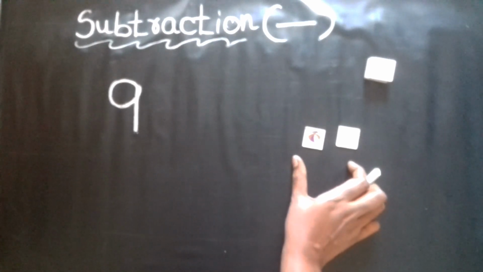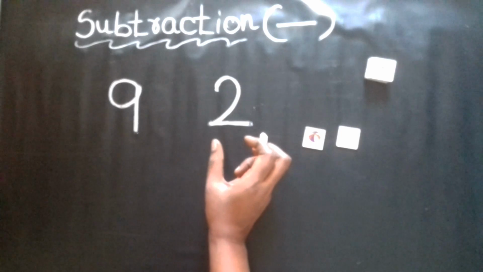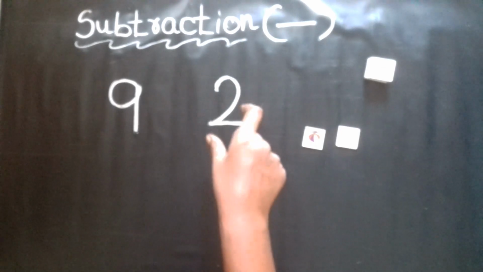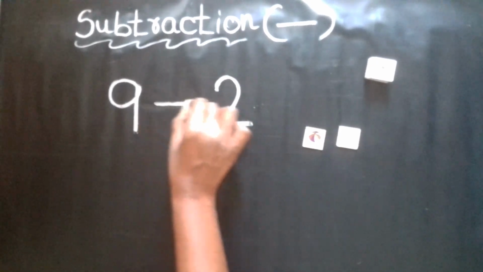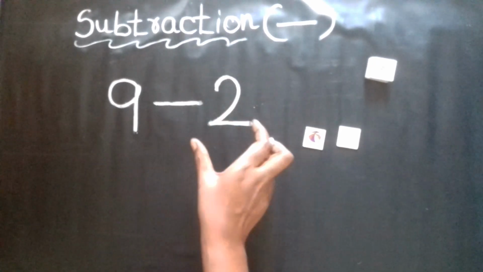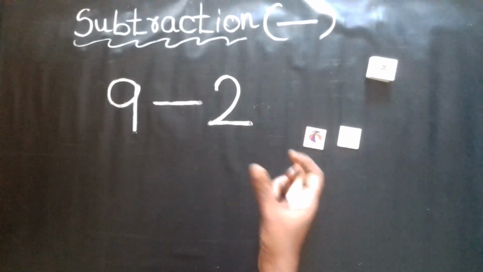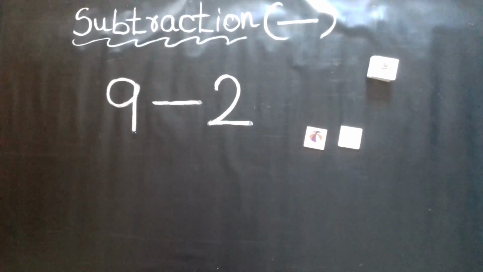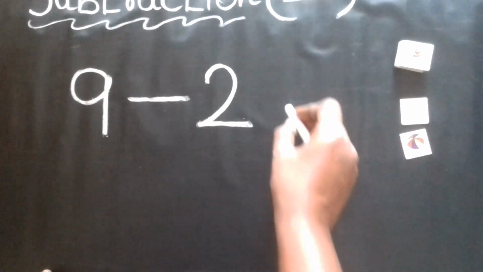How many cards we removed? 2 cards. So 2 cards removed. Since we have removed 2 cards, you need to mention minus sign here. So subtraction means taking away. We have taken away 2 cards. Now we need to calculate how many cards are left with.